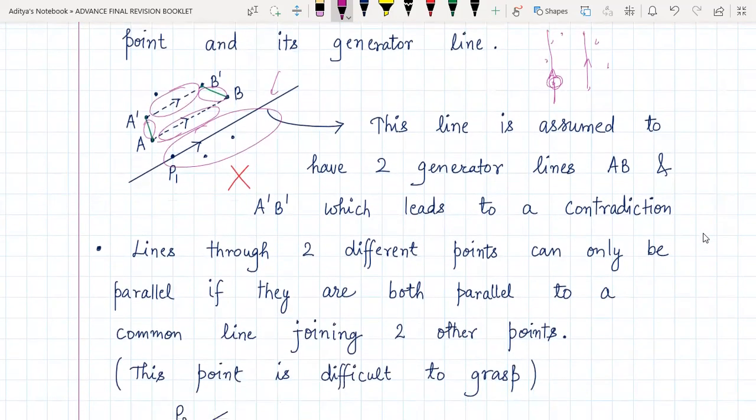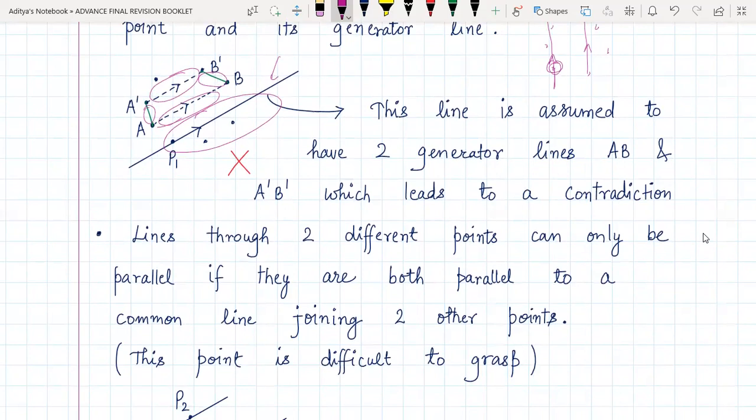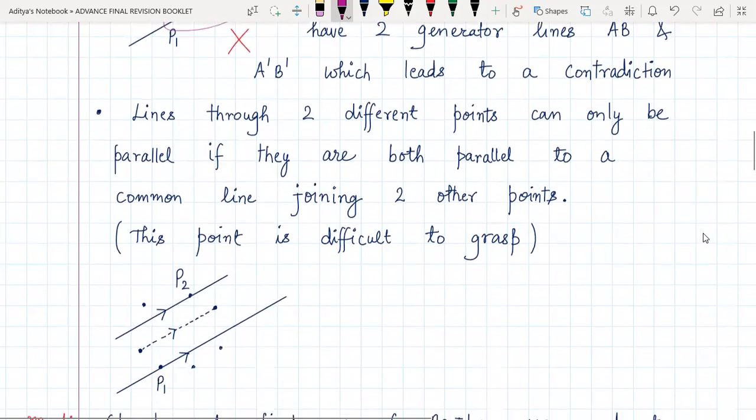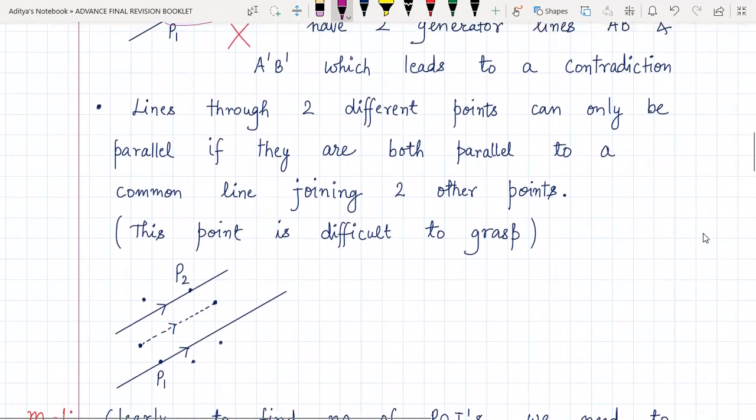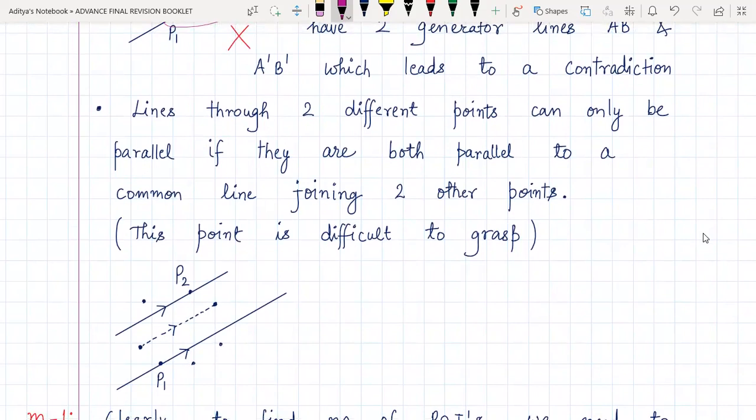Third observation is that lines through two different points can only be parallel if they are both parallel to a common line joining two other points. So this point is a little difficult to grasp, but I'll try to explain. Let us say there are two different points, P1 and P2, and a line through P2 and a line through P1 are parallel. Then this can only happen if they have a common generator line not passing through the 2 points through which the lines themselves are passing, but passing through two other different points.